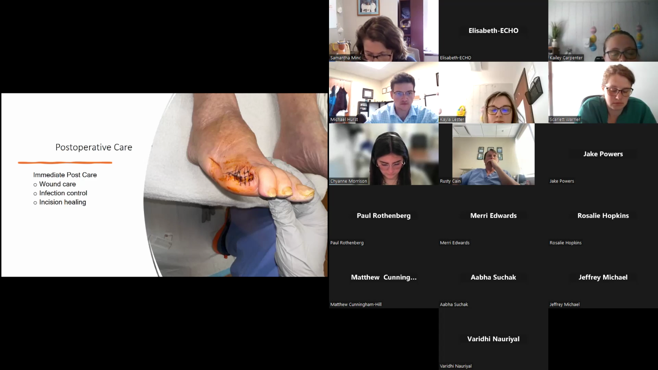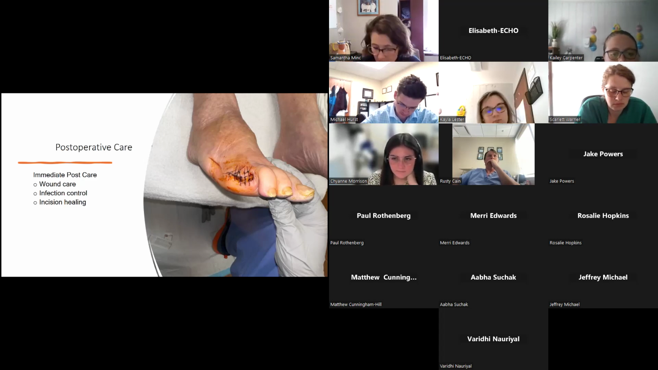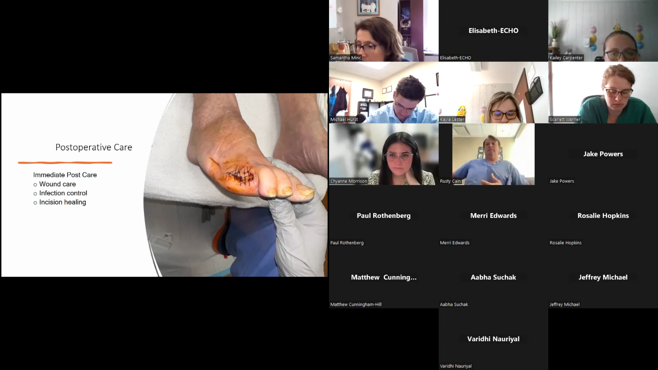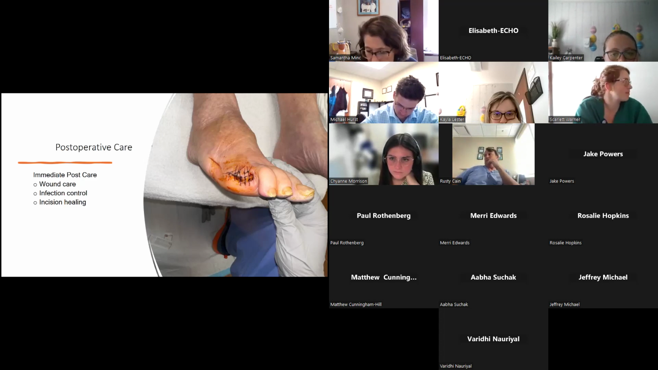The infection control, again, this is where, once you get to those ray and partial ray amputations, getting those clean margins is going to ultimately determine how much infection control you need to do as far as antibiotic therapy, and working with infectious disease is going to be beneficial there.